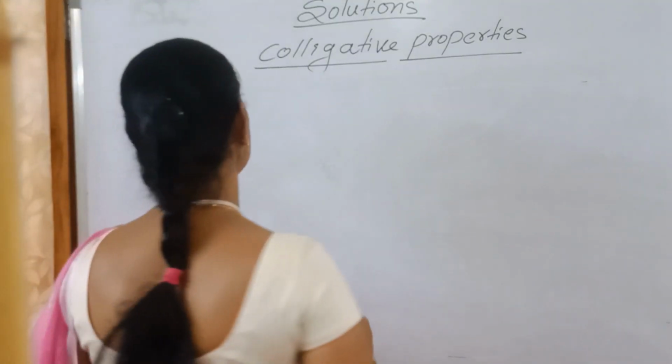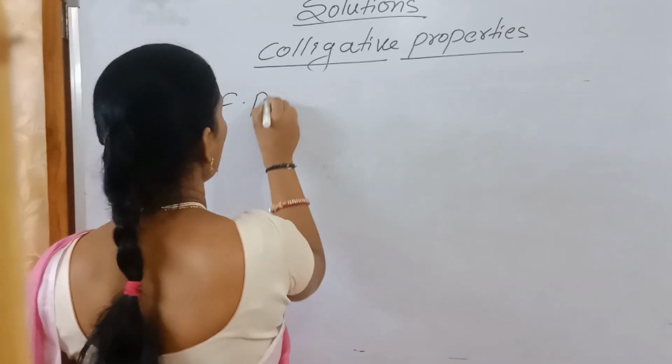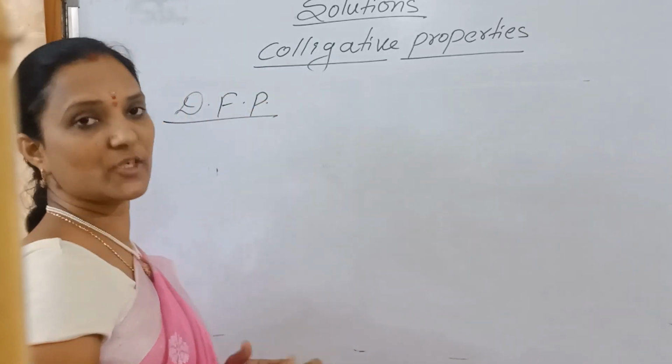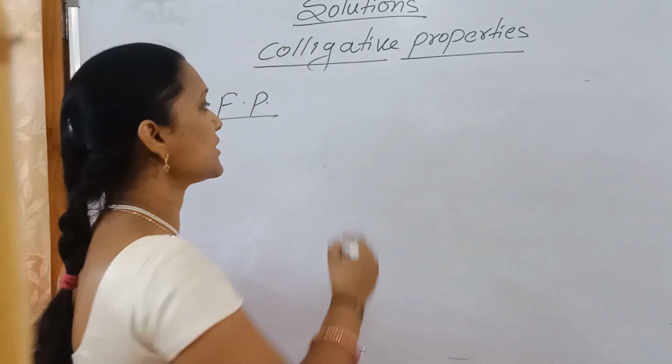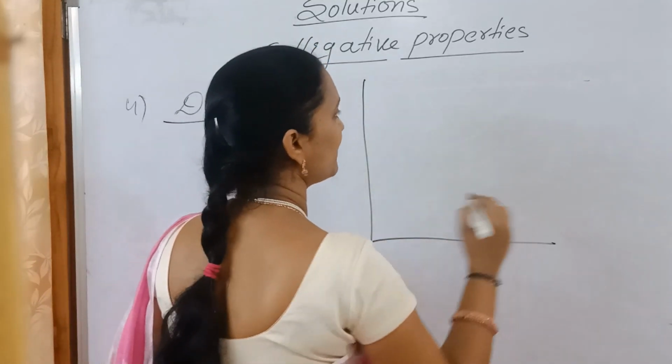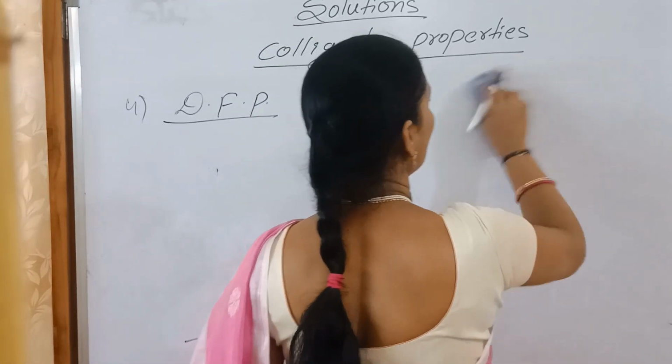So the next colligative property, the fourth, is depression in freezing point. What is this depression in freezing point? Depression means the freezing point decreases. What is the freezing point? At a particular temperature, a liquid freezes.